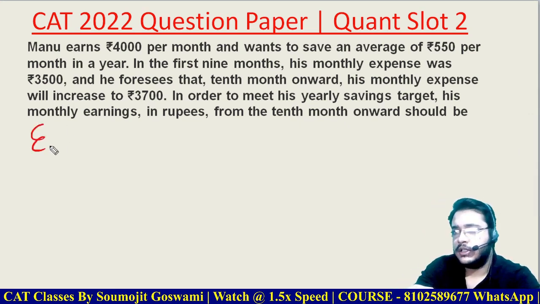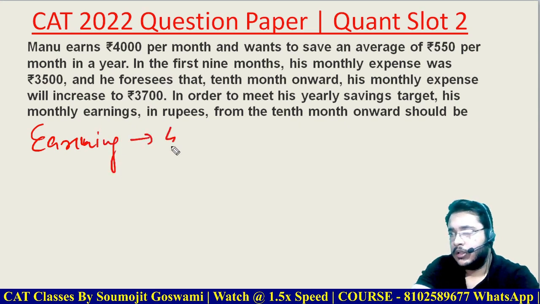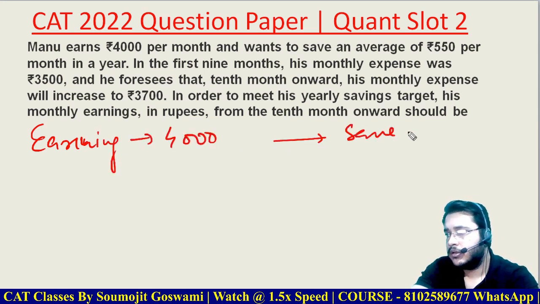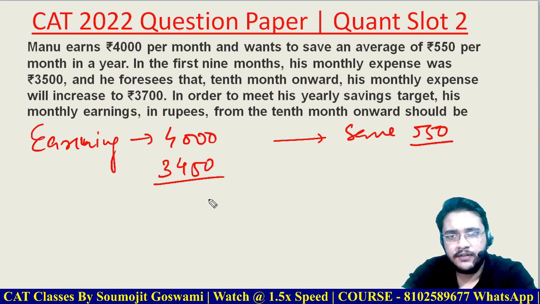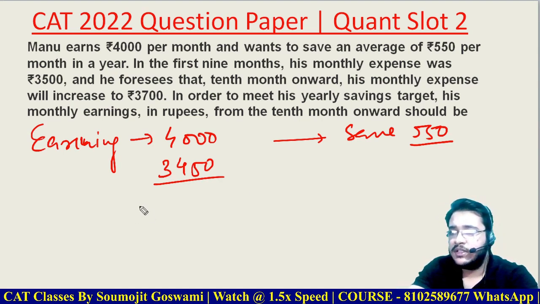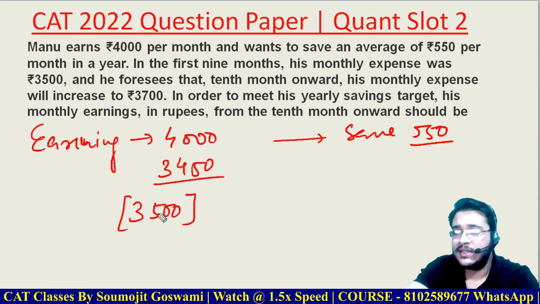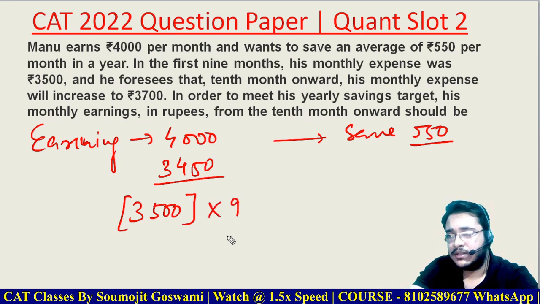So 4,000 is the earning. He wants to save 550. Effectively he wants to reach 3,450. But the problem with this fellow is that he's spending 3,500 on a monthly basis, and that too for 9 months. So first of all, don't do 3,500 into 9.